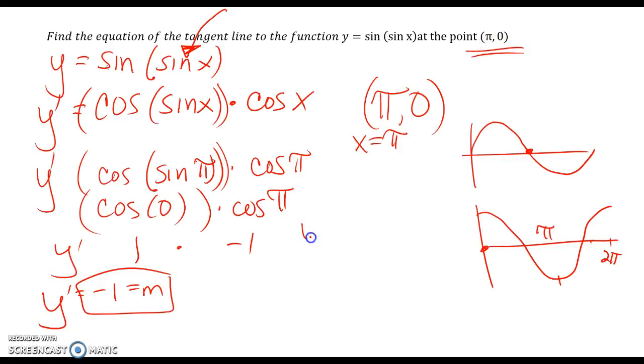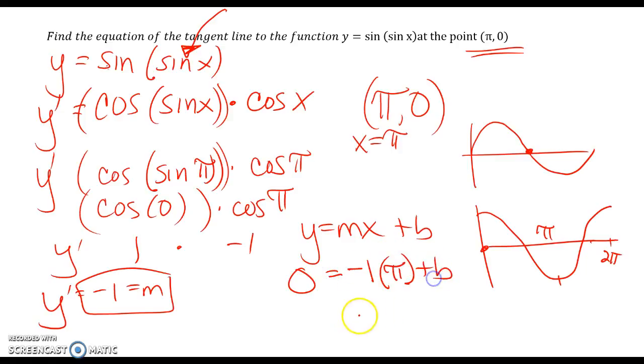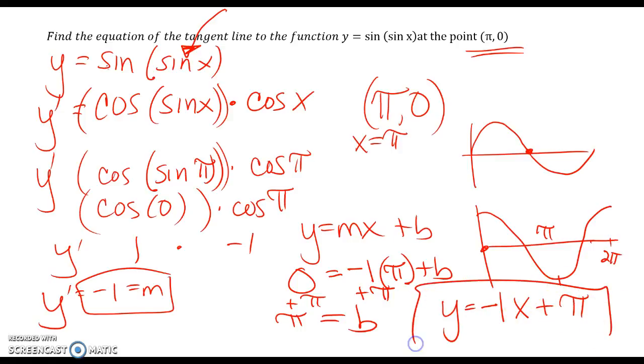So to find the equation, we get y equals mx plus b. y of pi equals the slope, negative 1, times pi plus b, which is negative pi plus b. So I'm going to add pi to both sides. b equals pi. Final equation: y equals negative 1x plus pi. That's the equation of the tangent line at that point. Okay?